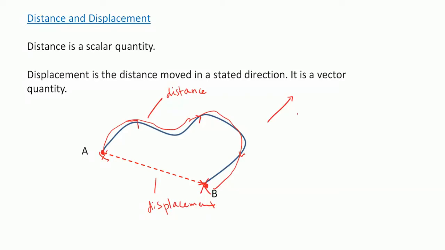So it is possible for someone to move through a particular distance and their displacement could be zero. Let's say somebody starts at this point here and they travel along a path and they come back to the same point. They would have covered some distance, but their displacement is zero because they ended up coming back to the same point.